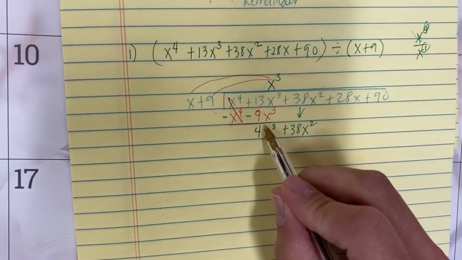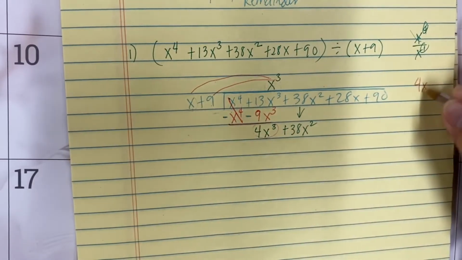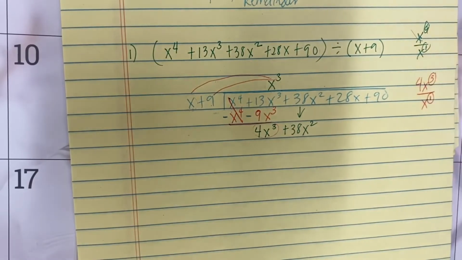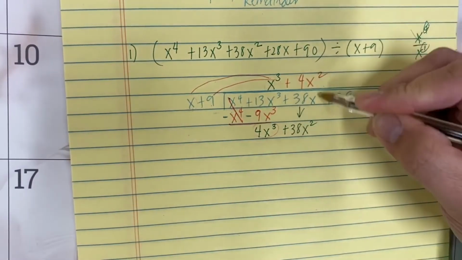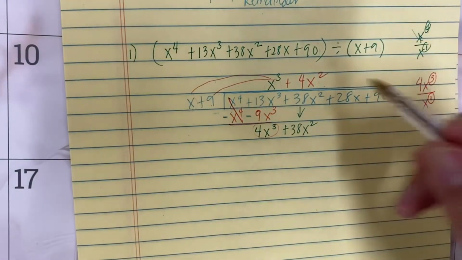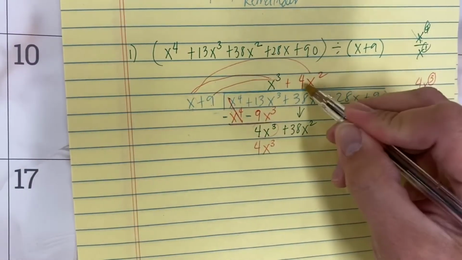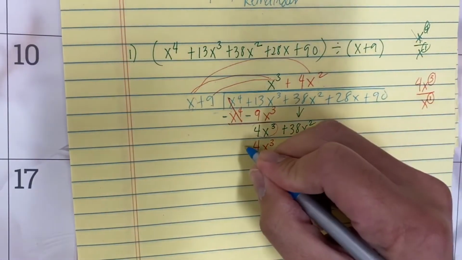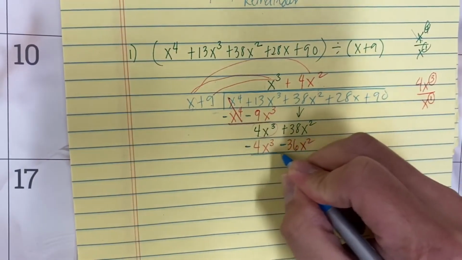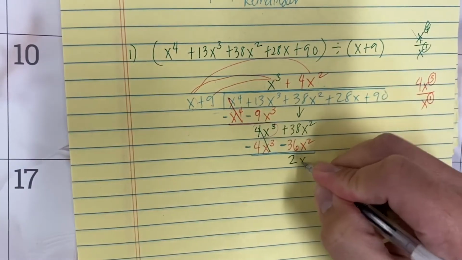Let's do it again. Now we're going to divide 4x cubed by x. You subtract the exponents, 3 minus 1, so this will be x squared. So the answer is 4x squared, aligned. And then from there, you're going to distribute. 4 times x is 4x cubed. 4 times 9 is positive 36x squared. But again, I told you, you will flip the sign. So therefore now, this will cancel, so you end up with 2x squared.